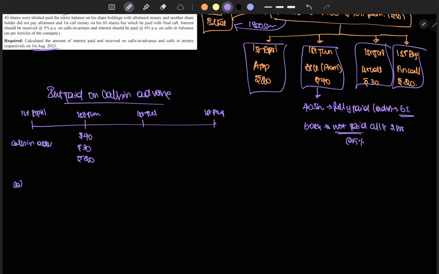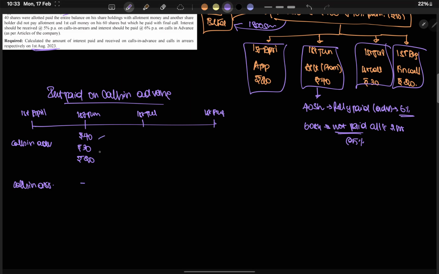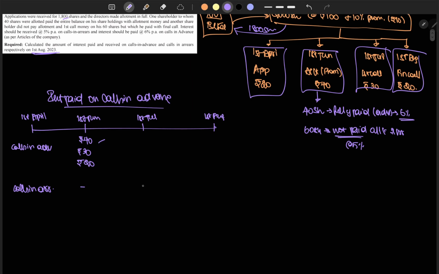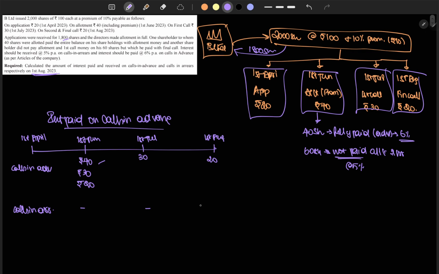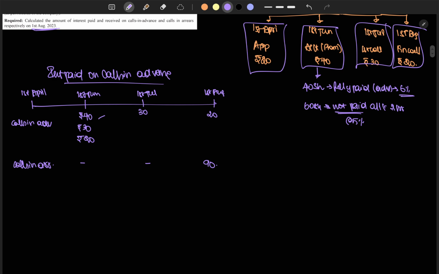What about the calls in arrears? In June he had to pay rupees 40, which is not paid, and in July he had to pay rupees 30, which is not paid. During August he paid the entire balance, which is rupees 90. So this is an overview. How can we calculate the interest? Let's get to this problem.